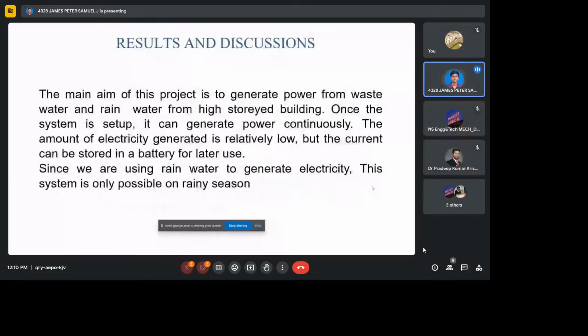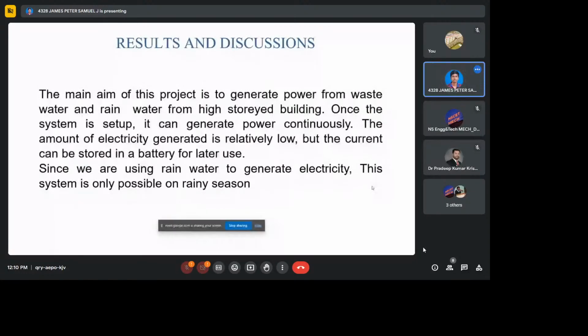Results. This project aims to create electricity from wastewater and rainwater collected from high-rise buildings. Once the system is set up, it can generate power continuously. The power generated is relatively low, but it can be stored in a battery for later use. It is renewable and sustainable.